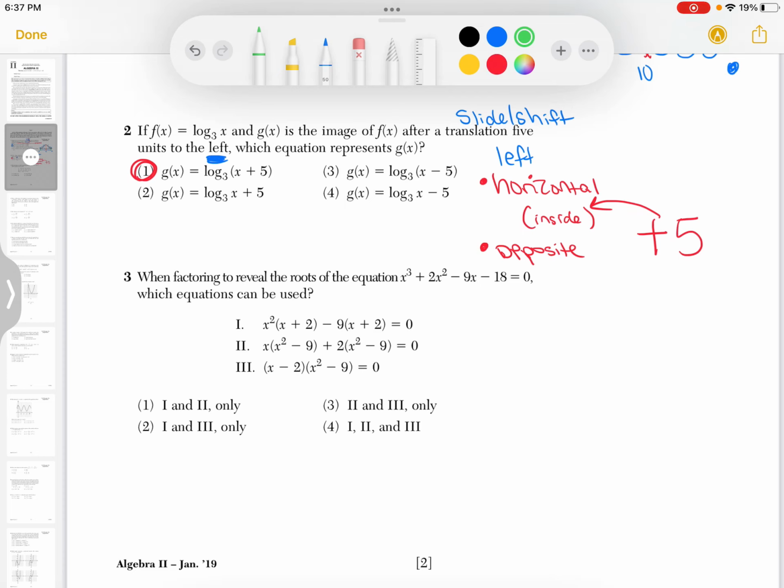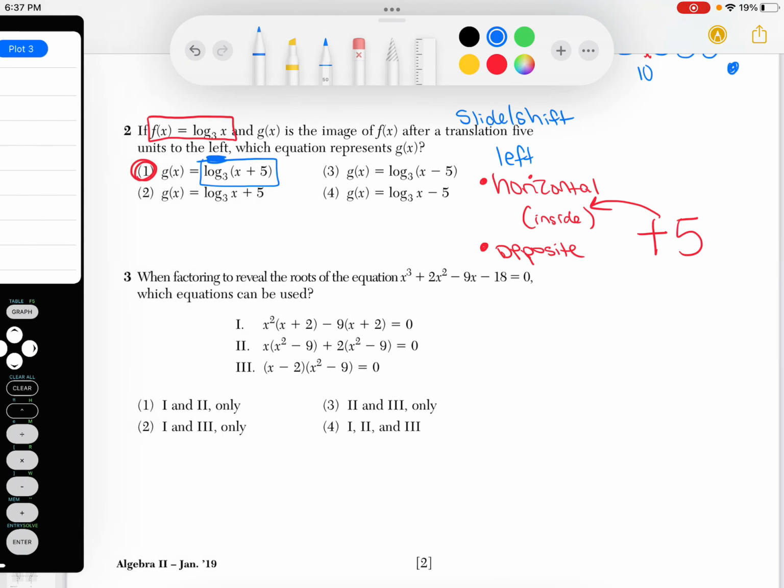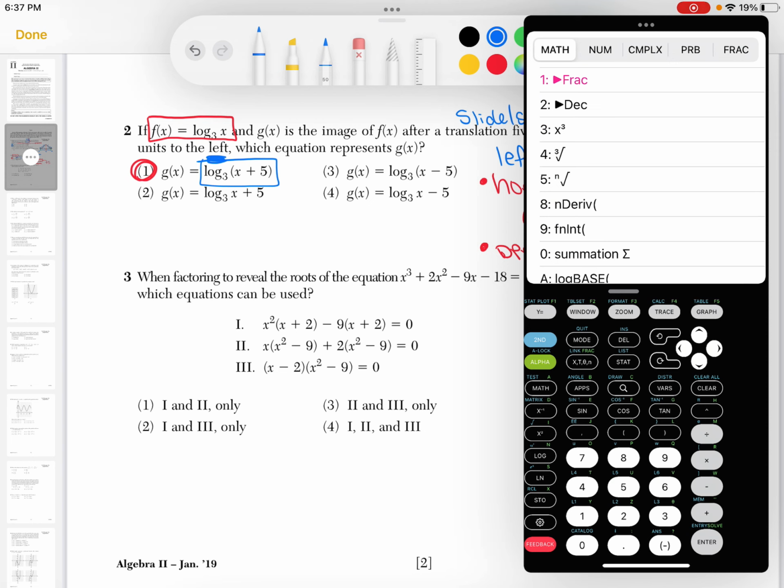What's really nice about a question like this specifically, it doesn't work every time, but for this one specifically, it gives you an original function. That original function is log base 3 of x. You can then graph each one of these choices to see where it moved from that original graph. So if I go to my y equals, whoa, that was fun. I didn't know I could do that.